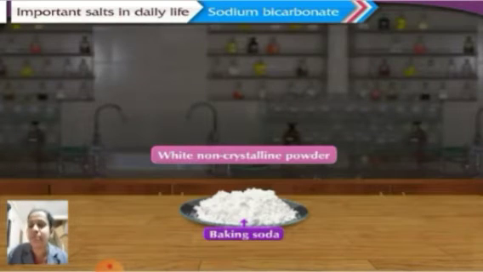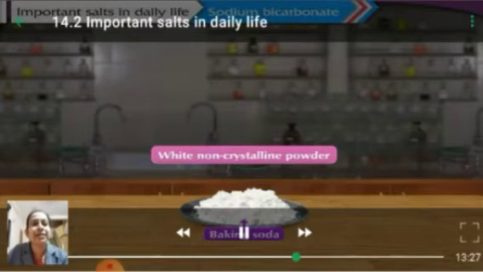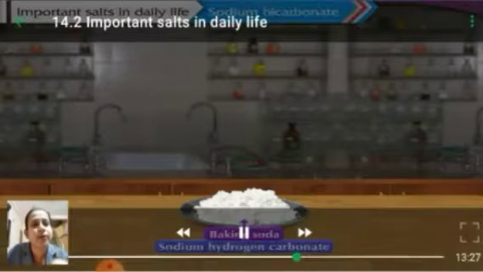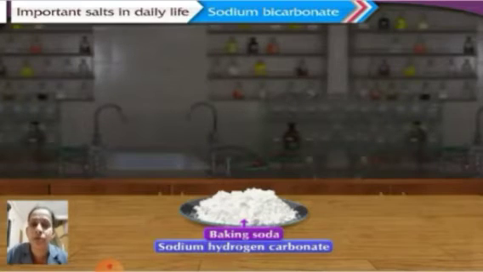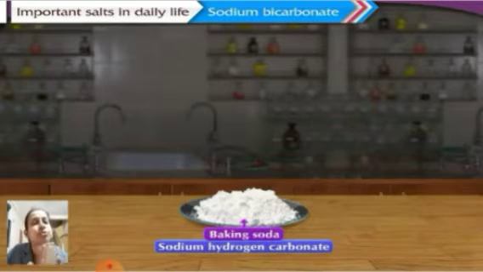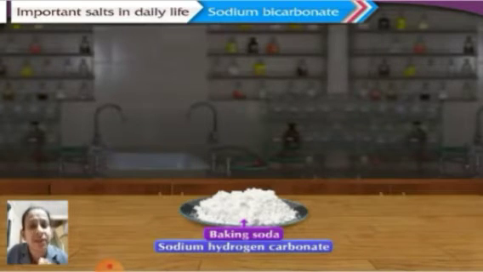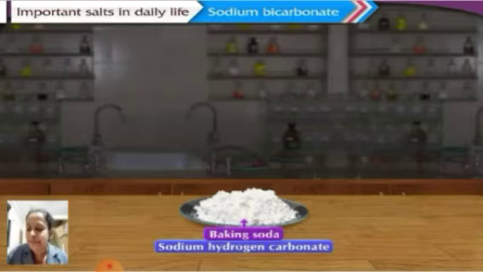Now let's study the properties and uses of sodium bicarbonate, or commonly called baking soda. Baking soda is a white non-crystalline powder, whereas you have learned that sodium chloride is a crystalline compound. This is white but it is not crystalline, it is in the form of a smooth, fine powder. That's why we call it a non-crystalline powder.